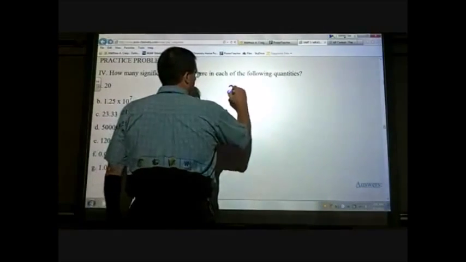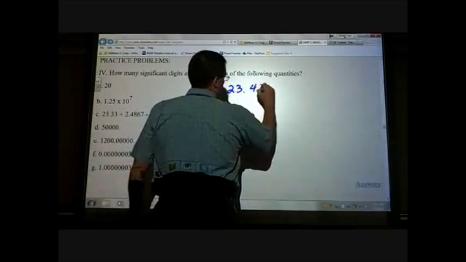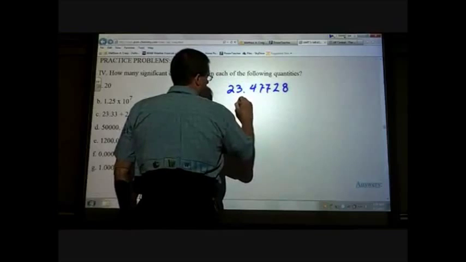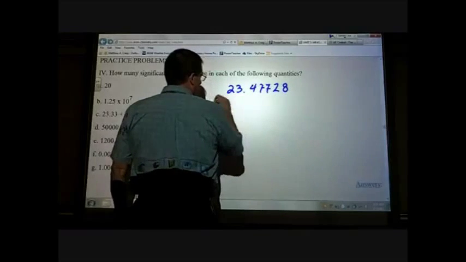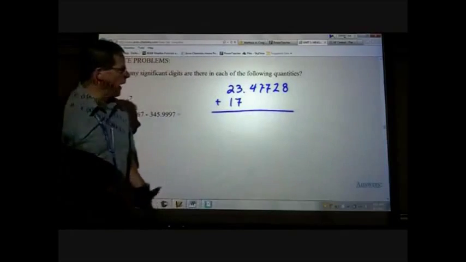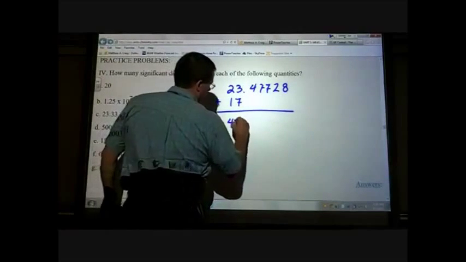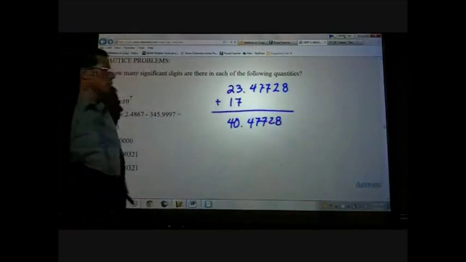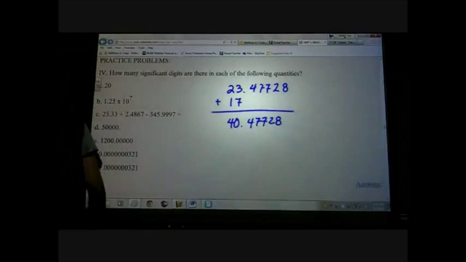So for example, if I have like 23.47728, and that's added to 17, well, my calculator is going to spit out 40.47728. That's what my calculator is going to spit out, if I did that right.